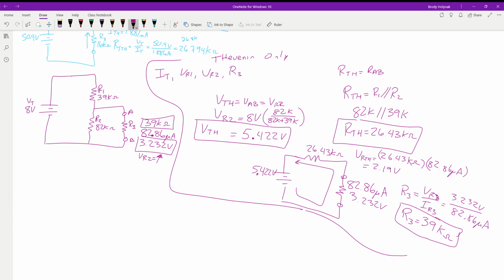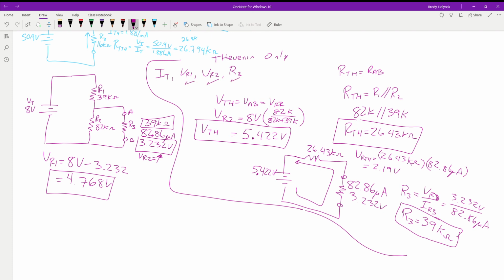Then we solve the voltage across R1, because whatever's left has to be dropped across R1. So the voltage drop of R1 is equal to our 8 volts minus 3.232. And what does that give us? 4.768 volts.